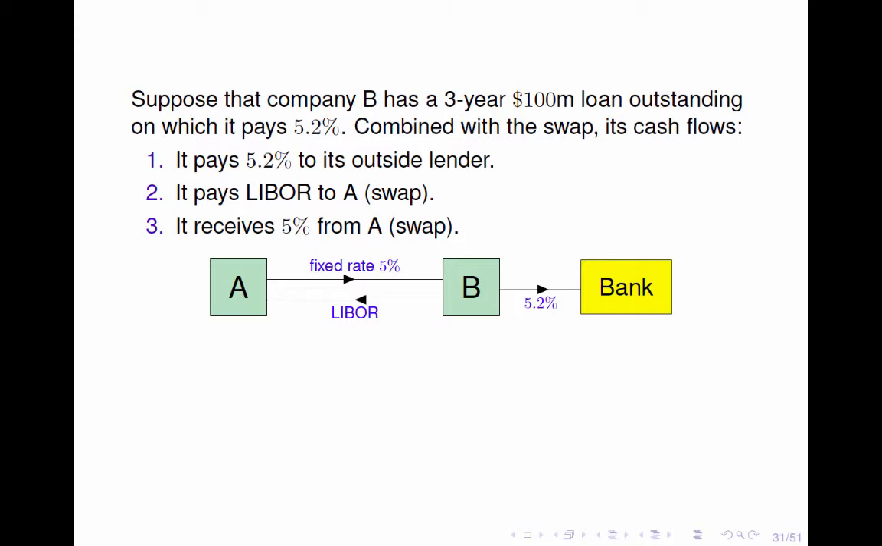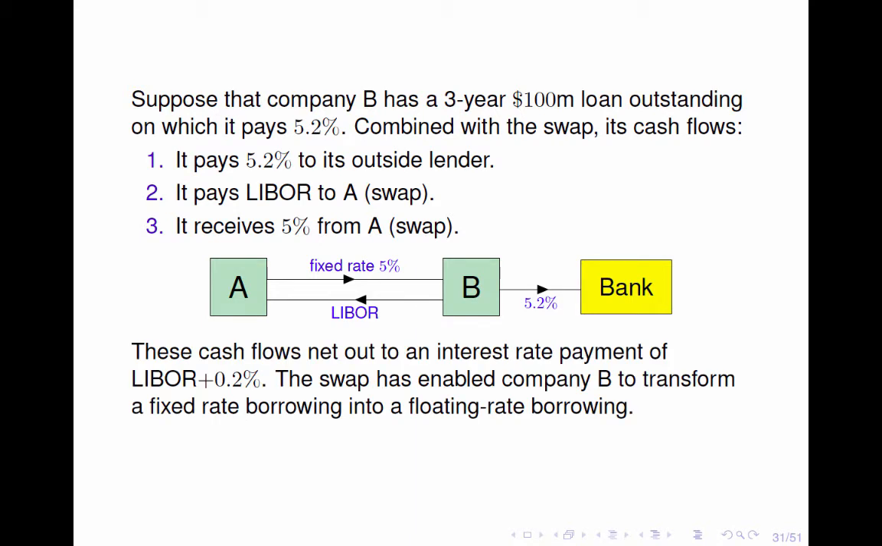For company B, suppose it has a 3-year $100 million loan outstanding, on which it pays 5.2% interest rate. Combined with the swap, it also has a set of 3 cash flows. First, it pays 5.2% to its outside lender. Second, it pays LIBOR to A. Third, it receives 5% fixed rate from A. These cash flows net out to an interest rate payment of LIBOR plus 0.2%. The swap has enabled company B to transform a fixed rate borrowing into a floating rate borrowing.